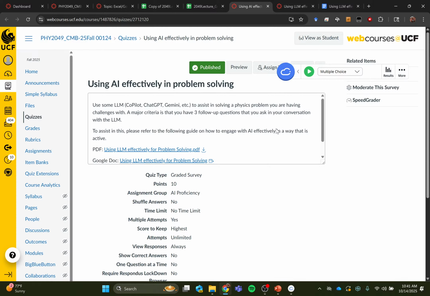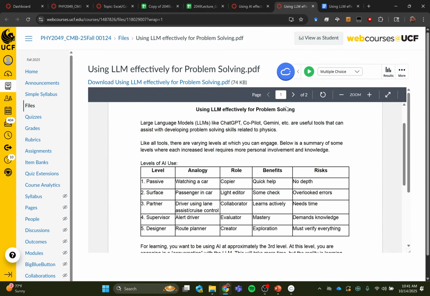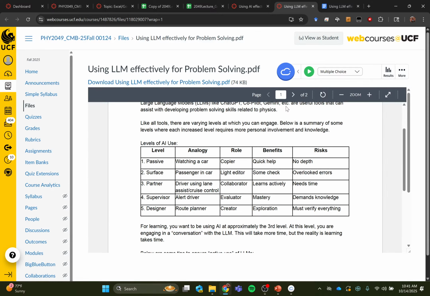But to that end, I made this guide. I talked about it last class. There's a PDF of it. There's a Word document of it. And the analogy I gave you all, I've mentioned this several times, is driving a car. There's various levels of driving a car. You can watch someone drive a car, that's passive. You've done almost nothing there. You watch someone else do it and say, that makes sense.